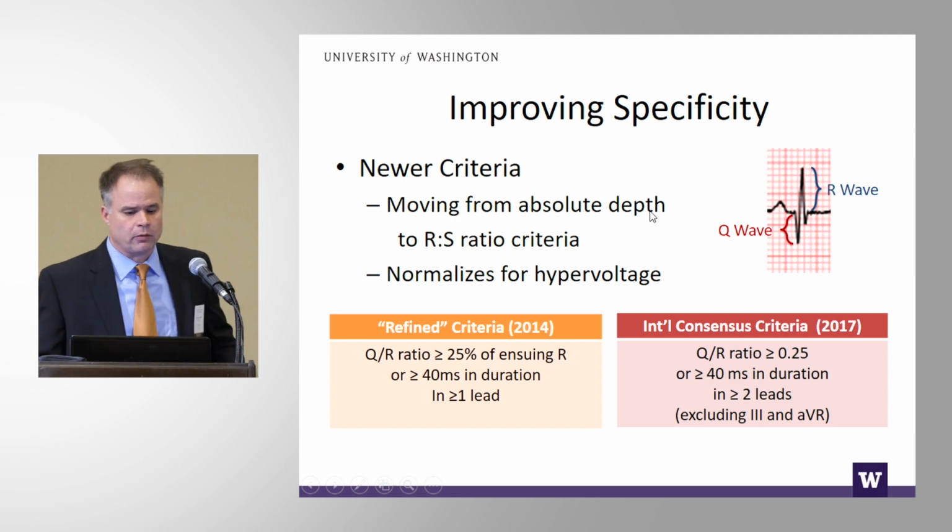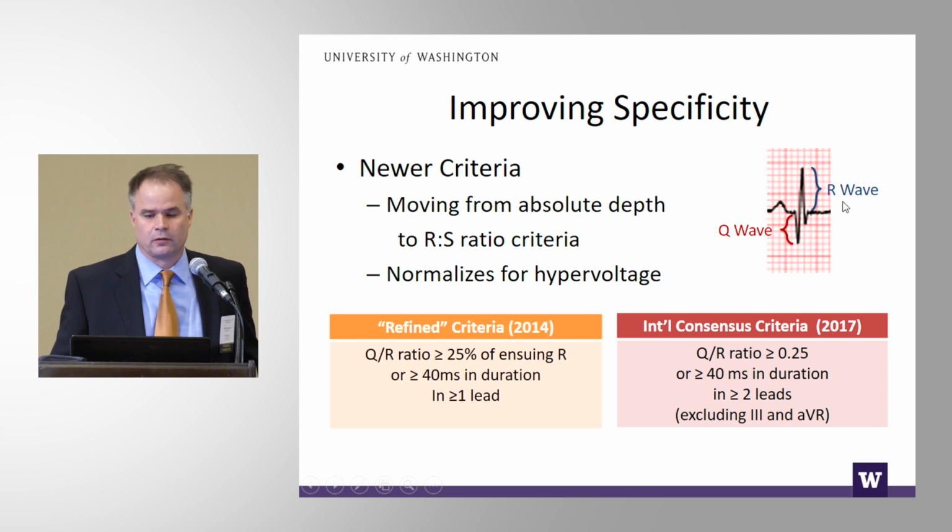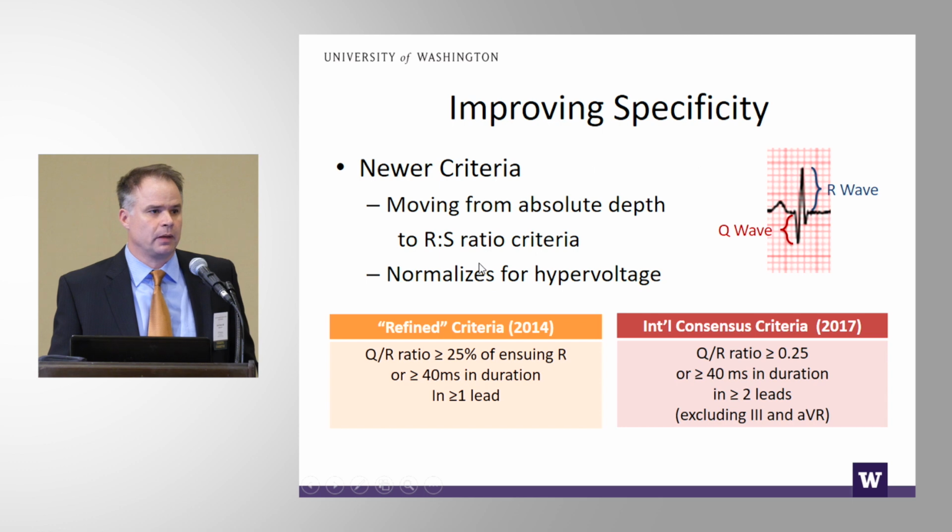Well, the newer criteria are really moving away from the absolute depth and absolute width and getting into ratio criteria. We're just looking at the depth of the Q wave and comparing that to the height of the R wave. That ratio represents a way to normalize the whole process for the hypervoltage that may be occurring.